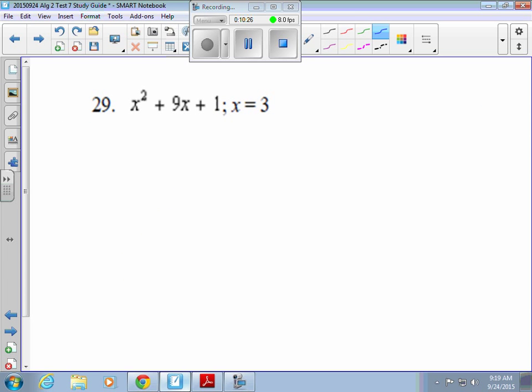x squared plus 9x plus 1 when x is 3. Again, in place of x, we're plugging in 3. So 3 squared plus 9 times 3 plus 1. 3 squared, 3 times 3 is 9, plus 9 times 3 is 27, plus 1. 9 plus 27 is 36, plus 1 is 37.